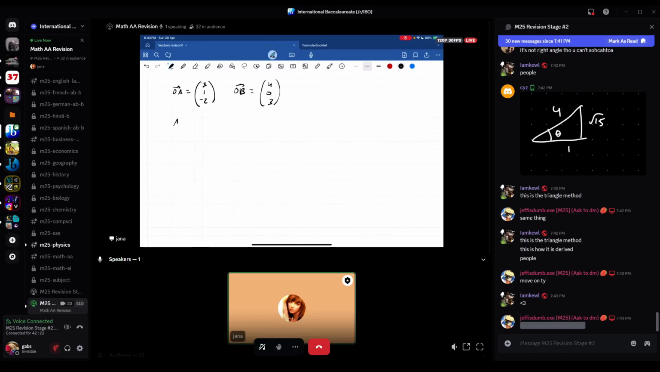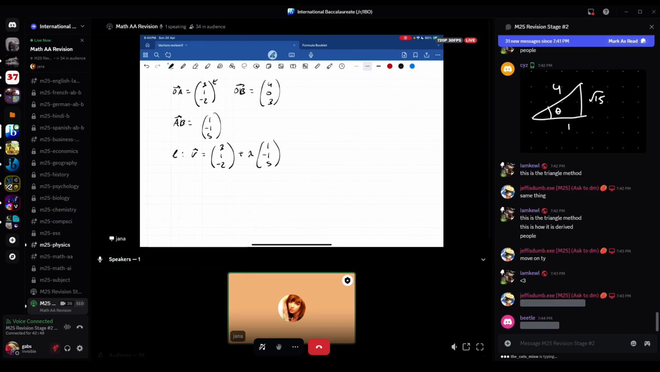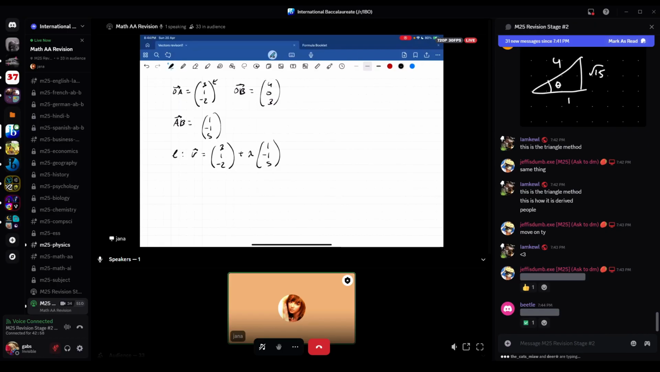Calm down. So AB is (1, -1, 5). And we can just use this as our direction, and A as our fixed point. So L: r equals (3, 1, -2) plus lambda times (1, -1, 5). You don't have to use lambda. You can use t or whatever variable you want. Yeah, all good. Doesn't matter which point you use.